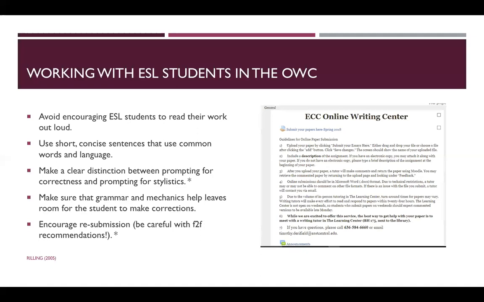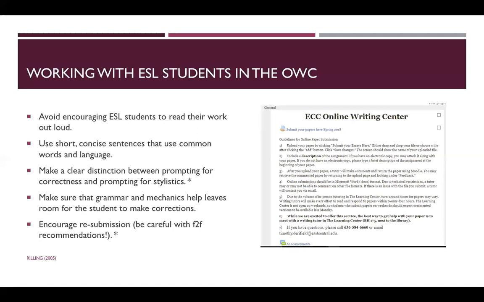This was really interesting to me from this article. They said to make a clear distinction between prompting for correctness and prompting for style. And so if you're giving them a grammatical rule, something that is set in stone, make that clear that this is kind of the way it is. You do it this way. If you're just saying, well, it may sound better if you did this, or, this word choice may be slightly better, let them know that that is not necessarily a rule.